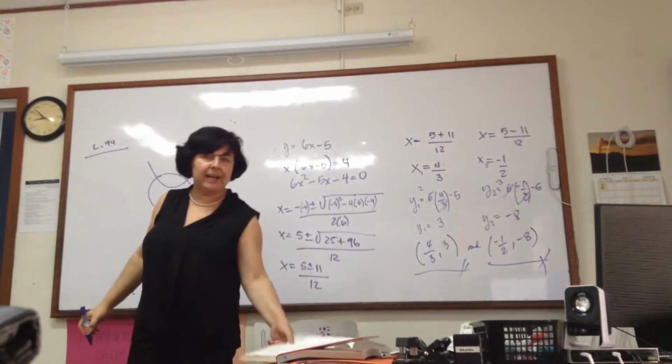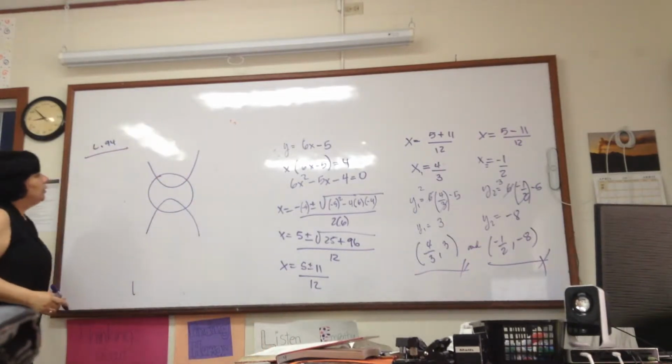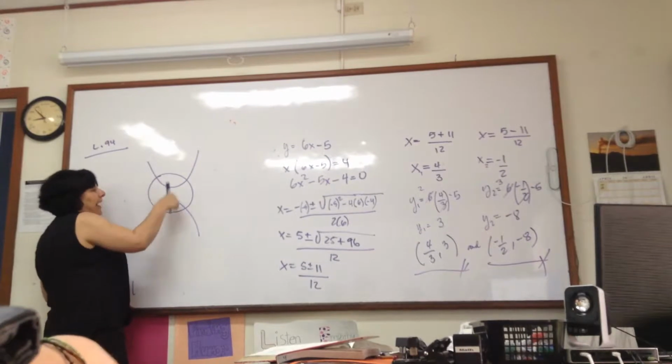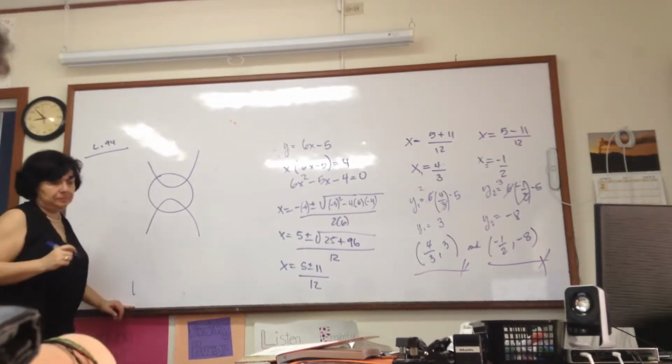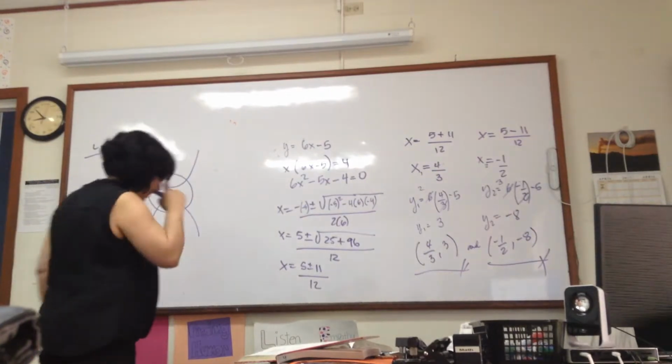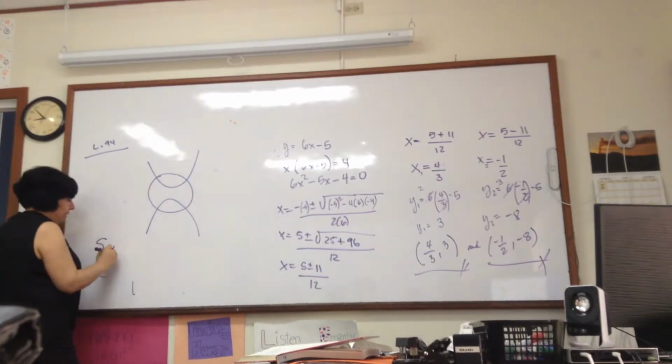Okay, and no, this is not a basketball or baseball. What happens if I have a hyperbola and a circle? A circle would be in this form.